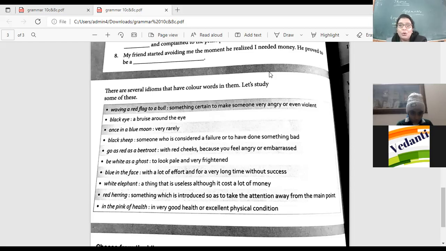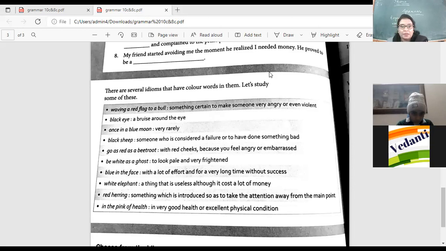Okay. Go red as a beetroot. Your color becomes red when you are embarrassed, right? So you can say my teacher praised me so much that I became as red as a beetroot. You're so embarrassed. To be white as a ghost, to look pale and very frightened, right? So when she heard of the accident of her cousin, she became as white as a ghost, right?